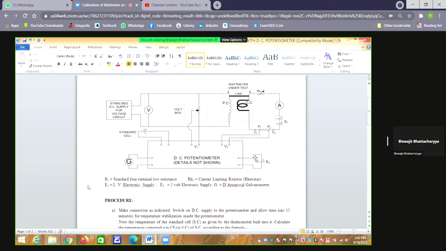Clear? Any doubt? So that's why a low resistance has a four terminal arrangement. You should think about the whole thing I have stated. At your home, you should think it through and try to organize the logic.